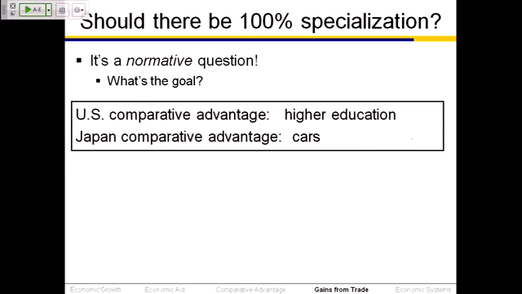So for instance, the United States has a clear comparative advantage in higher education. There are people in this room who are here from outside of the United States. That's how we export higher education to the rest of the world. Some of you are here from countries outside the United States, and that's great. Go Bears, we're glad you're here. That's an example of the export of higher education to whatever country you all are from.